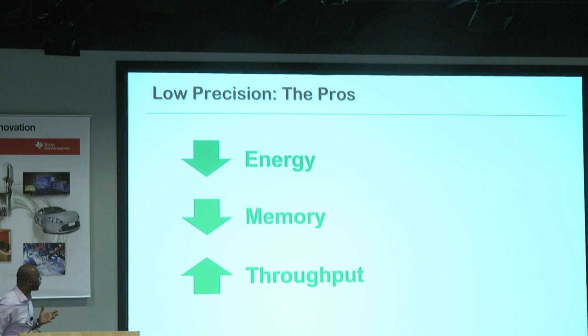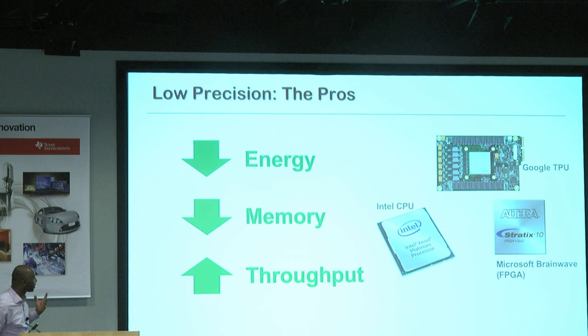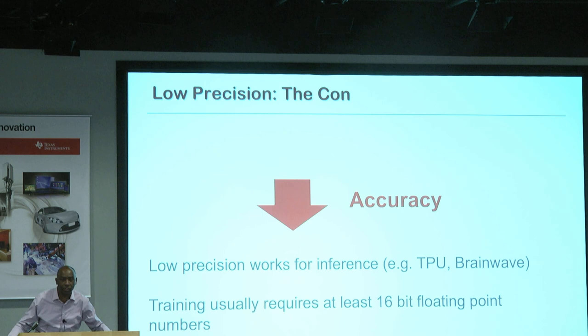So Google uses it in the TPU. Intel supports 8-bit support in their SIMD instructions. Of course, you could use low precision in an FPGA. So what's the downside? Well, the downside is, of course, you are going to reduce your accuracy, right? And this accuracy reduction shows up as noise in the algorithm.